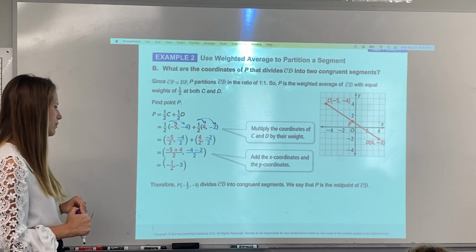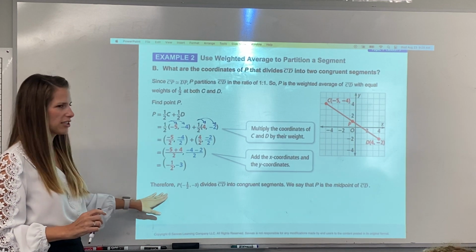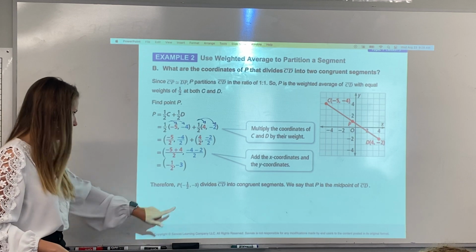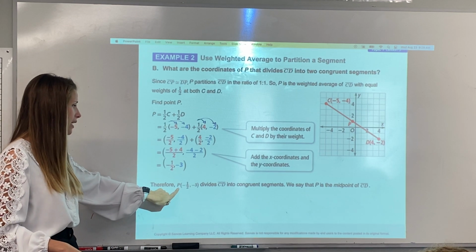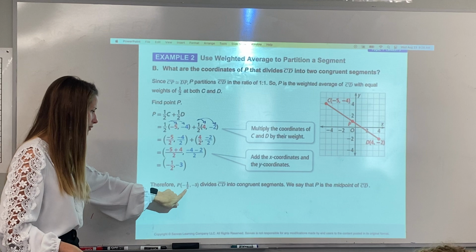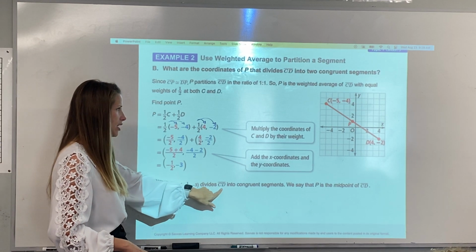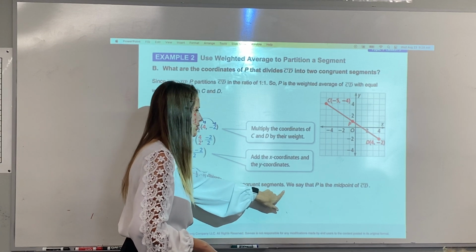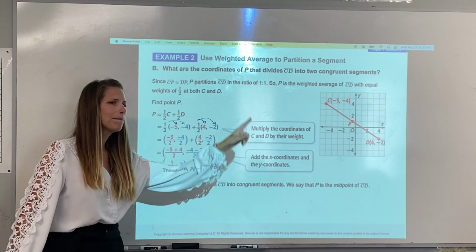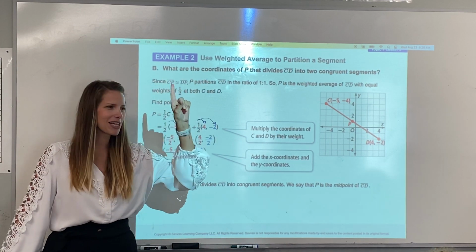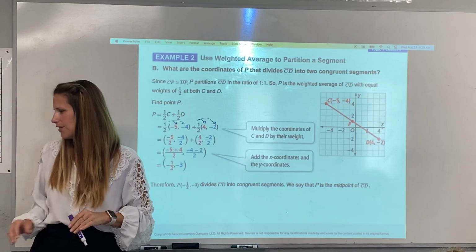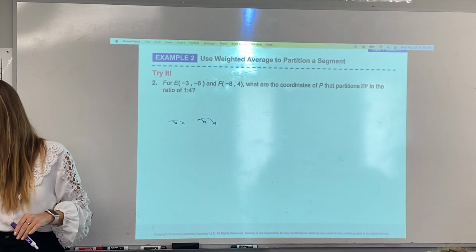And so, this is the fancy way of saying it. Therefore, the point P, negative 1/2, comma, negative 3, divides segment CD into congruent segments. We say that P is the midpoint. Oh, there's our vocabulary word. Midpoint of CD. Boom. All right.